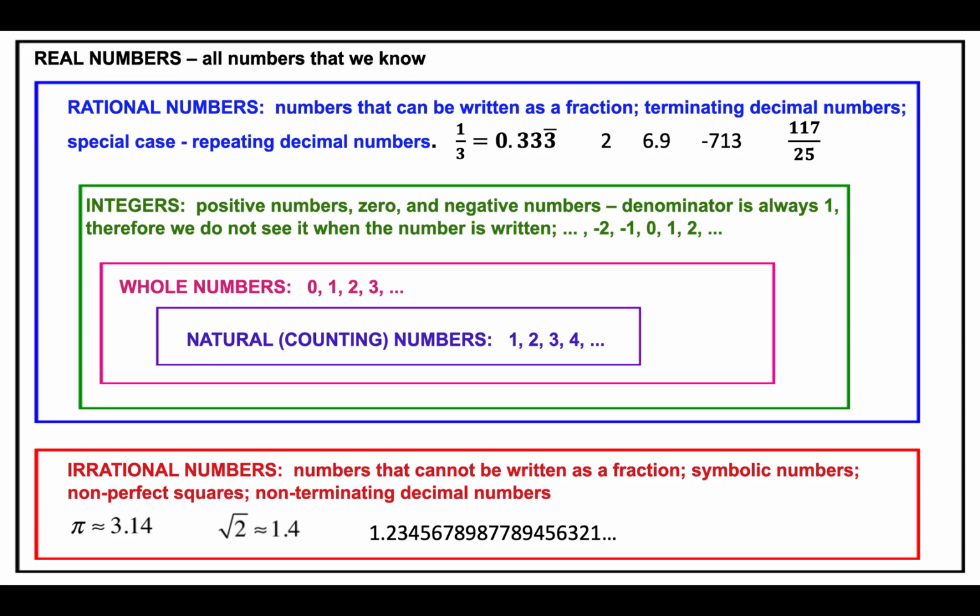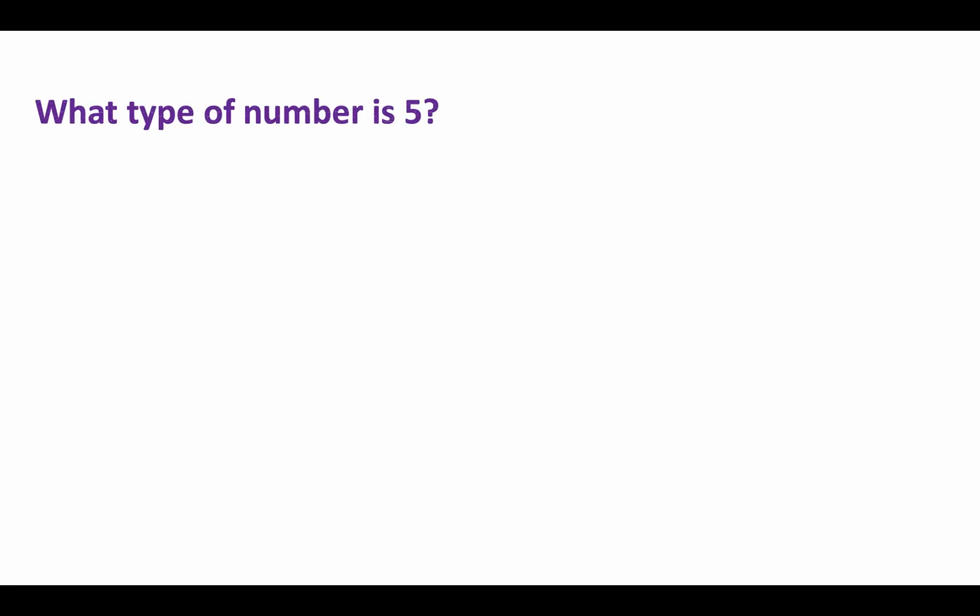So that's our real number system. And now we can answer questions about what types of numbers we have, and whether these types of numbers are the same as other types of numbers. So let's look at some examples. All right, first example. And again, put these in your notes, please. What type of number is 5?